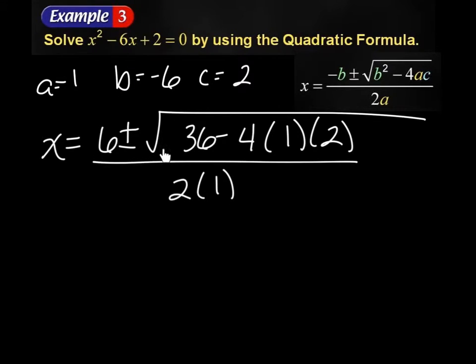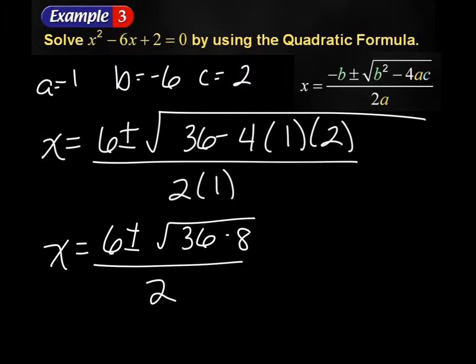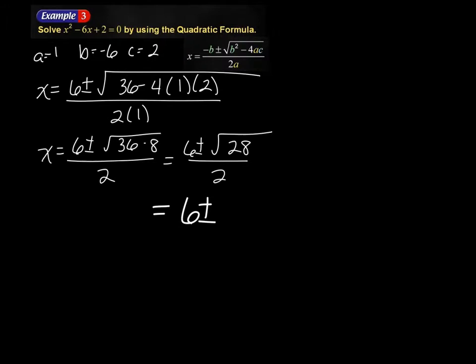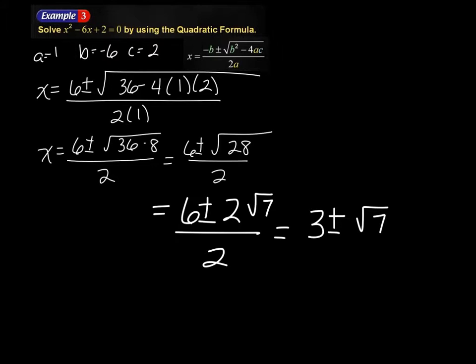So we have negative b plus or minus the square root of b squared minus 4ac all over 2a. And this one's going to be a little bit different because 36 minus 8 is 28, which is not a perfect square. We can simplify to 2 square root of 7. And happens to be both terms are divisible by 2, so we're going to get a final answer of 3 plus or minus square root of 7.